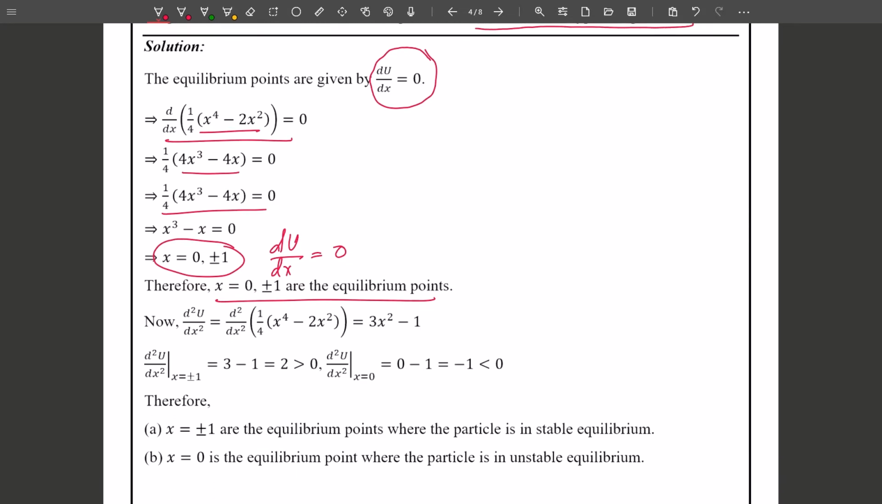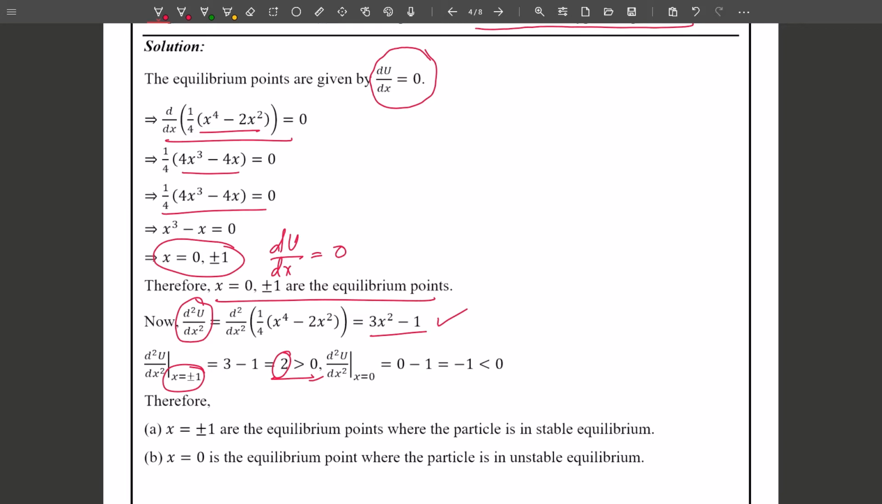So now let's check the sign of the double derivative d2U/dx squared. The double derivative will be 3x squared minus 1. So at x equal to plus minus 1, what will be the value of 3x squared minus 1? Okay, this will be 2. At both x equal to plus 1 and minus 1, the value of d2U/dx squared is 2, which is greater than 0.